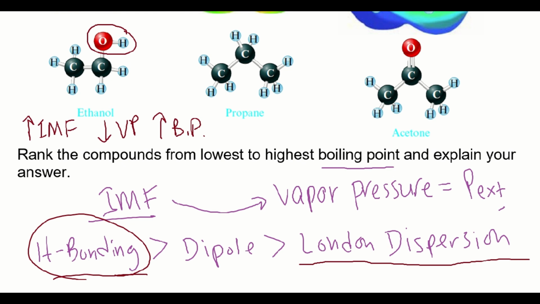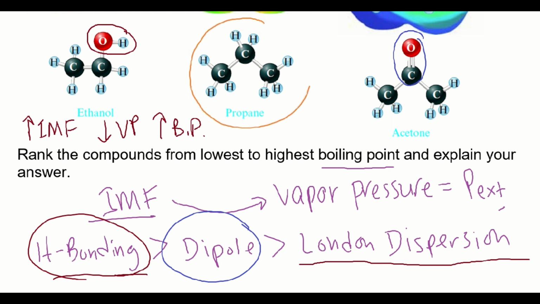Next, let's move over to acetone. Acetone does have a polar bond between the oxygen and the carbon. And because of that polar bond, this molecule is polar. And therefore, it can participate in dipole interactions with other acetone molecules. In addition, it has London dispersion forces. Acetone has the next highest intermolecular force. Therefore, it has the next highest boiling point.